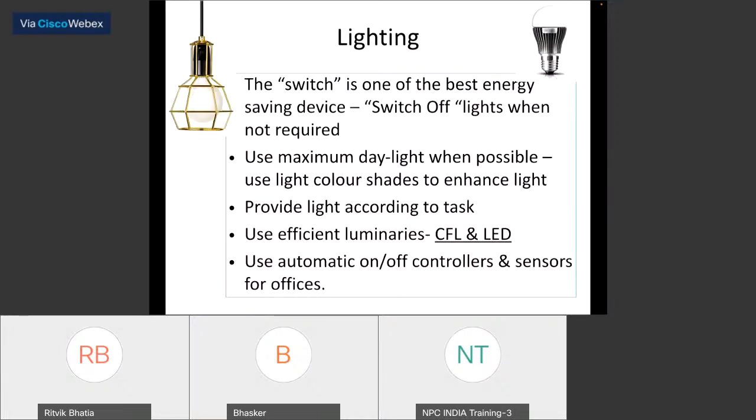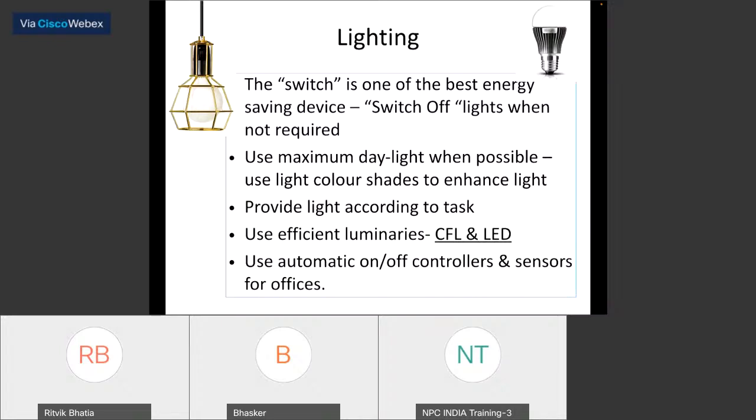And now at last we can see the lighting. Lighting we know now. Now the CFL has come up, and after CFL, LED has also come in the market, and the LED cost has also gone down only because of the lot of users of LEDs. And the switch is one of the best energy saving devices. Switch off the light when not required. Use maximum daylight when possible. Use light color shade to enhance the light.